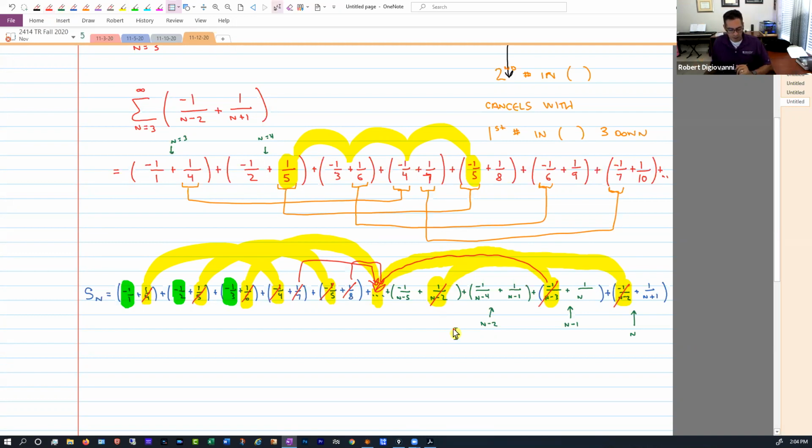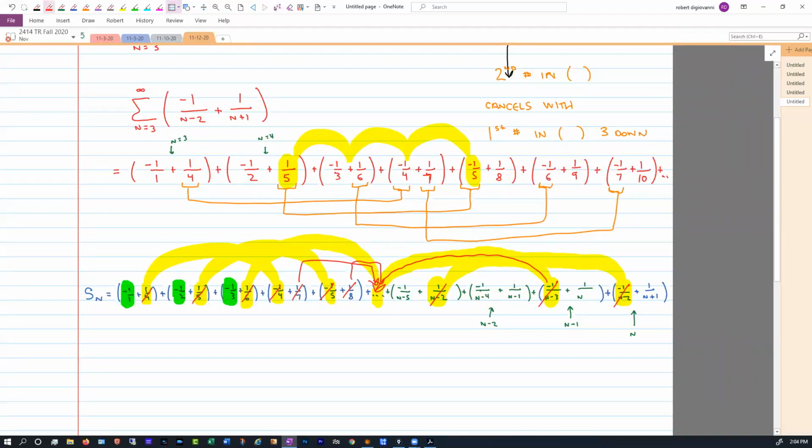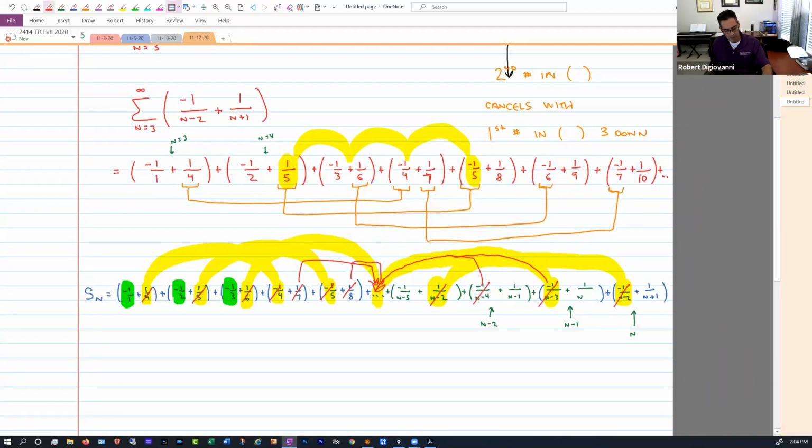Does this one cancel? Negative 1 over n minus 4. It's a first number, right? Should it cancel or no? Yes, because that should cancel with something that's in my dot, dot, dot. How about negative 1 over n minus 5? Yes, that should cancel with something upstream.